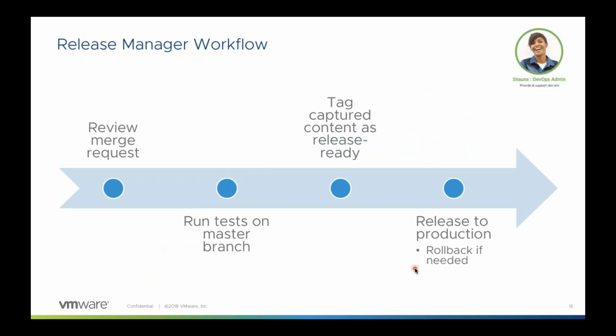And then Shauna is the one who picks up at that point and takes the merge requests that went into Git, runs through the lifecycle manager, can run the tests on the master branch and know if that feature branch is ready to go. Tags the captured content as release ready, and then can release to production. And if needed, the lifecycle manager gives her a very easy way to roll back those changes.